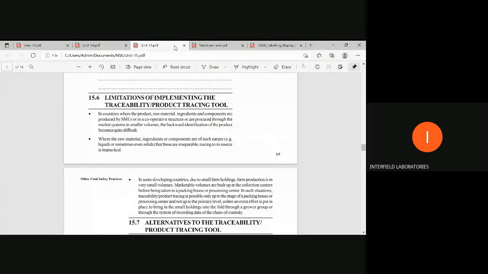And in some developing countries, due to small farm holdings, farm production is in very small volumes. So marketable volumes are built up at collection centers before being taken to a packing house or processing center. So the raw material is not sourced from a single supplier. These are collected in collection centers and then handed over to a packing house or processing center. In such situations, tracing is possible only up to the stage of the packing house, not to the farmer. So these are some of the limitations in implementing traceability.